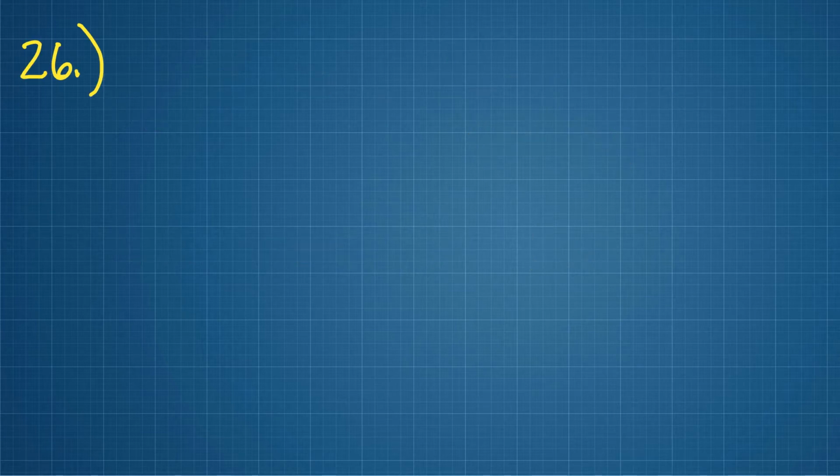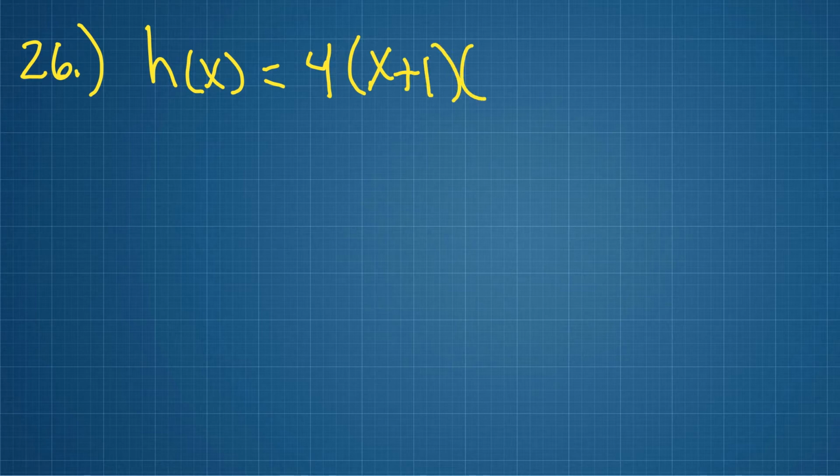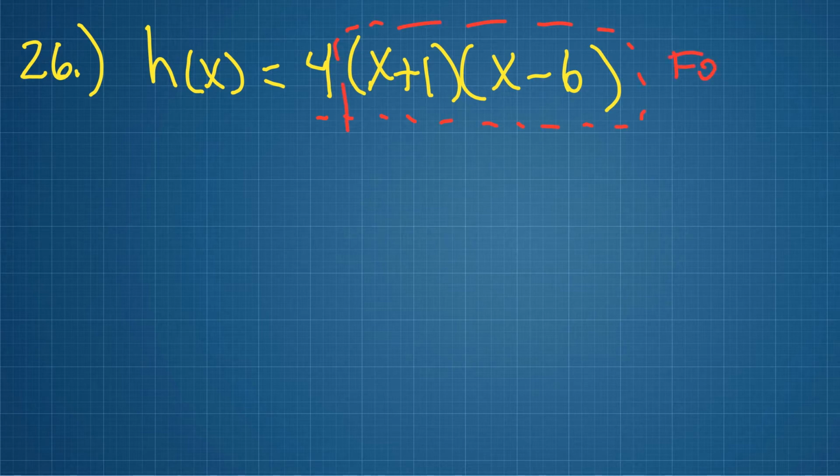All right, 26, we have h of x. Remember, h of x is just a fancy way to say y equals 4(x + 1)(x - 6). Now in 26, we have to put it in standard form. That means we have to get rid of the parentheses. So the first thing you're going to have to do is get rid of these parentheses. We're going to use FOIL. Sometimes I say double distributive property, whichever you remember the best. So it's FOIL or double distributive property.